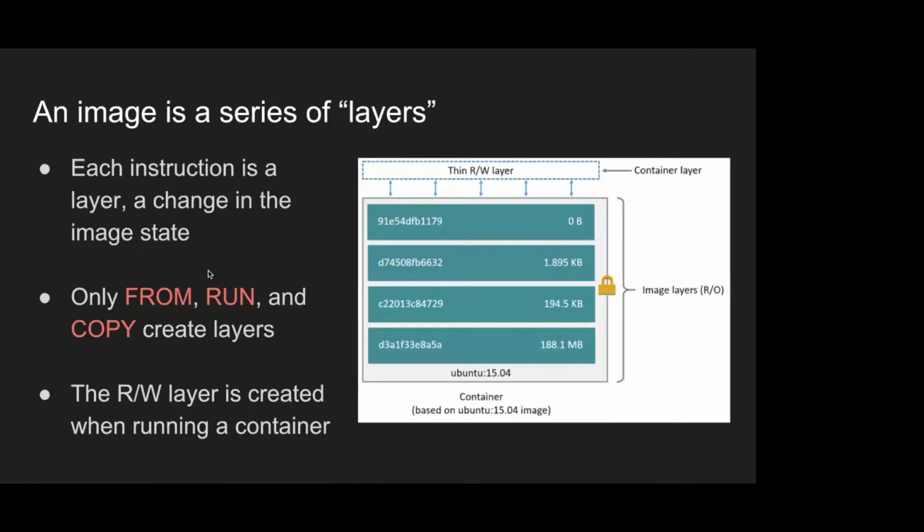Another thing that was interesting is basically only FROM, RUN, and COPY create layers. This is an optimization that Docker made a few versions ago to basically reduce the number of layers in your image. And so it kind of makes sense because these commands actually change the image state versus something like EXPOSE, which really doesn't do anything. So I thought that was also really cool and surprising.